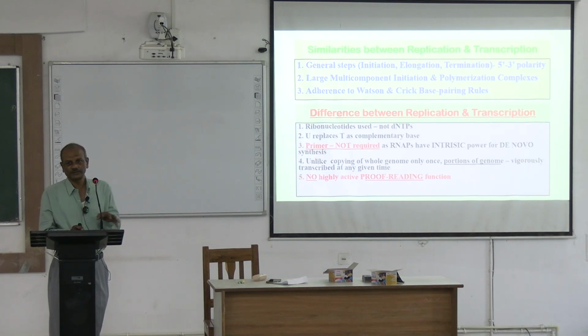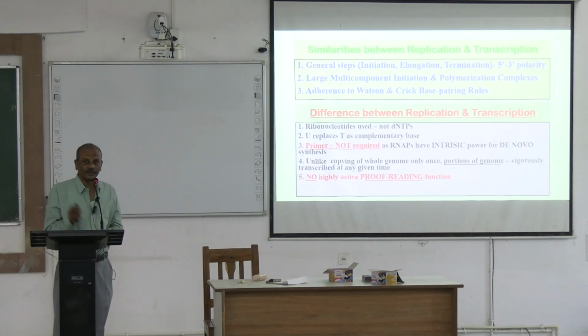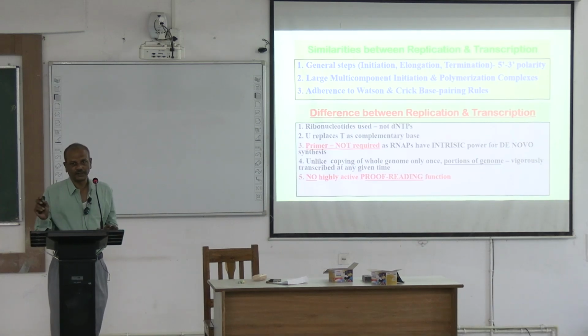Their polarity is from 5 prime to 3 prime. There are two chains. There is initiation, elongation and termination, and this is a multi-component polymerization complex, and it adheres to the Watson and Crick model, that is the base pairing rule. That is the fourth thing.